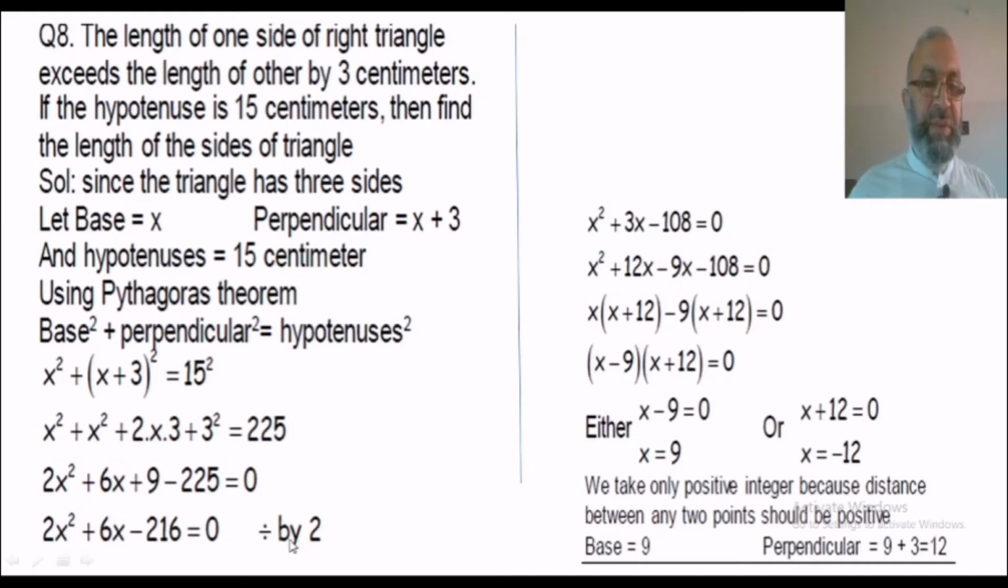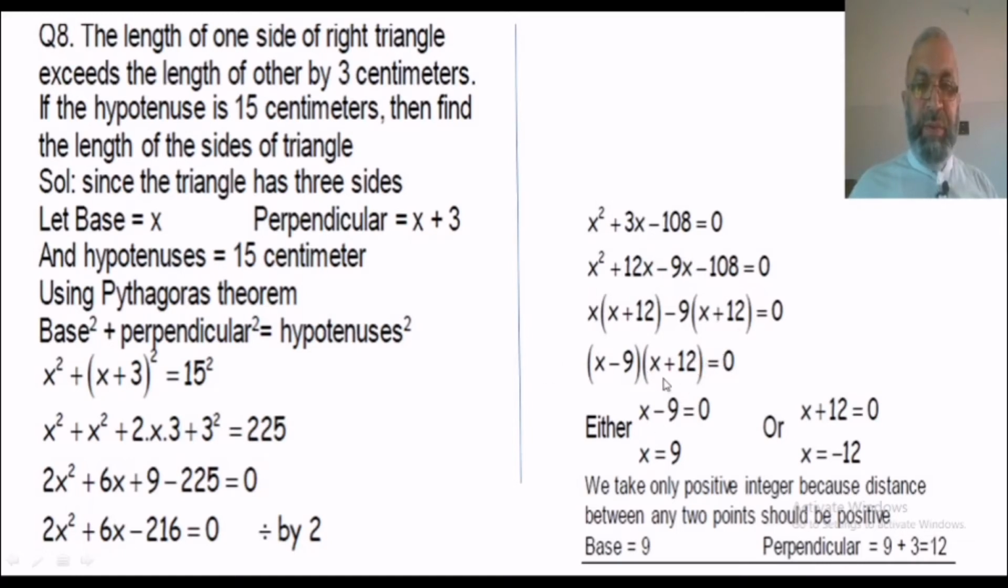Divide the whole equation by 2 because 2 is common. So we get the simplified form of the quadratic equation x square plus 3x minus 108 is equal to 0. Or x square plus 12x minus 9x minus 108 equal to 0. So again take x common, we get the two factors (x minus 9)(x plus 12) equal to 0.